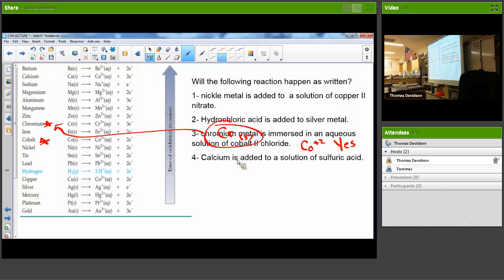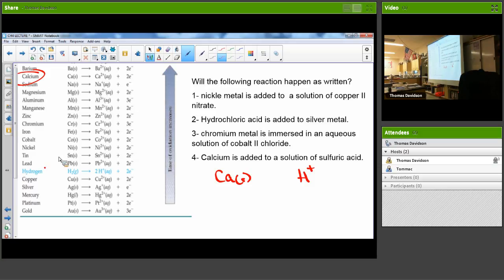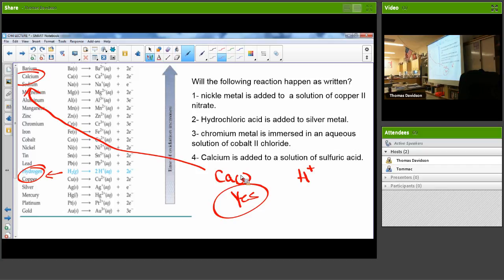Calcium is added to a solution of sulfuric acid. This is heck yes, it'll work, but this is why. So calcium would be my solid, right? Sulfuric acid is supplying my H+. Calcium is way up here. Hydrogen is way down here. My lone element is way higher than my ion, right? So this happens, and it happens vigorously. If you put calcium in that acid, it will bubble a lot and produce a lot of heat.